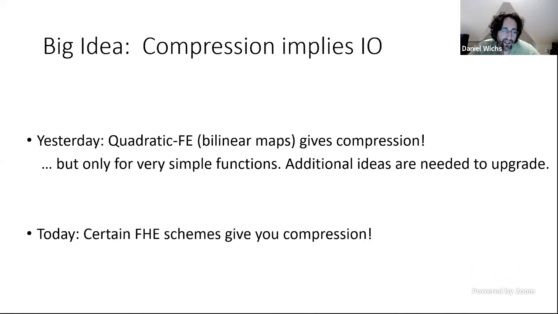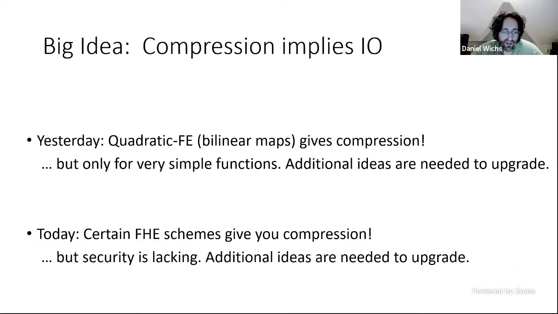On the other hand, today we saw that certain FHE schemes give you compression pretty easily for general functions. Let's say dual GSW gives you compression essentially for free. I can compute this big function and give you a short hint that lets you recover it. But unfortunately, security is lacking. We know these schemes as they are are insecure, and then additional ideas are needed to upgrade security.